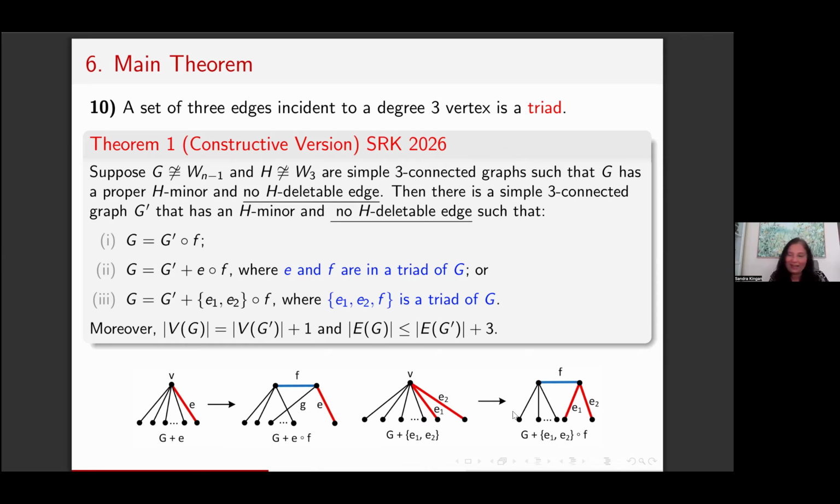So I know that's a lot. I know that this theorem is not easy to absorb. Maybe the top-down version might be a little bit easier to grasp, but the constructive version is how it is used.